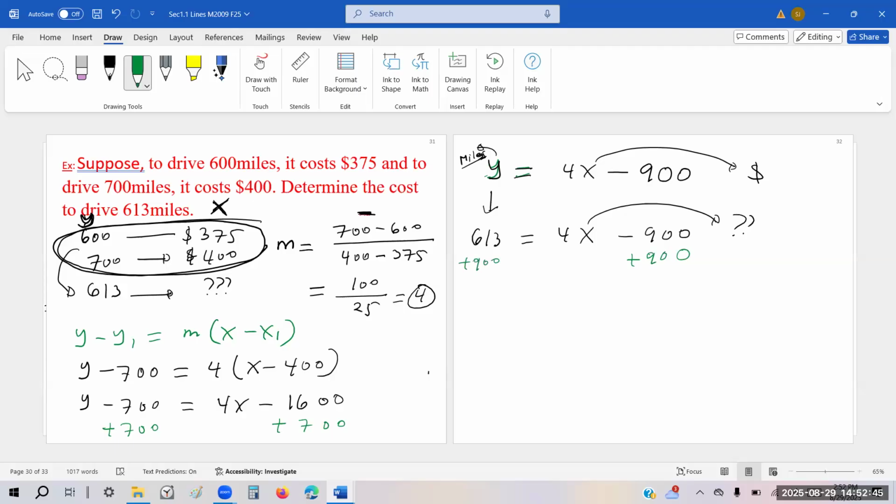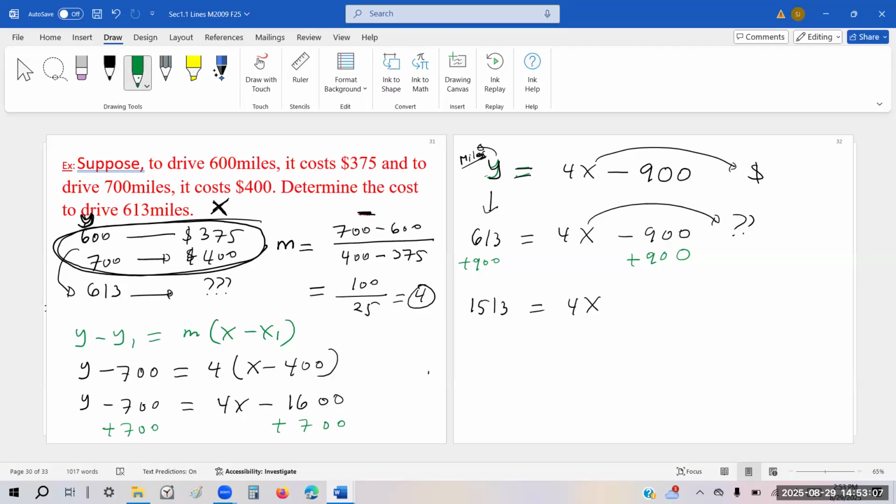Solve for X, so add 900. We get 1513 equals 4X. So it's not a whole number, it will be a decimal. Did I make a mistake anywhere? No, right? 613 miles.